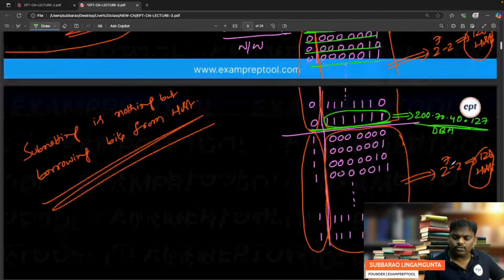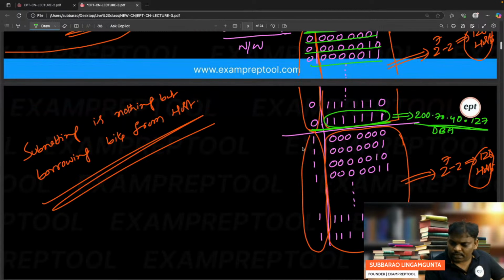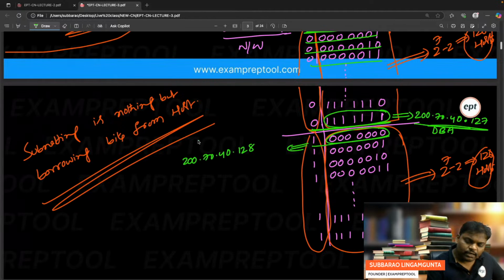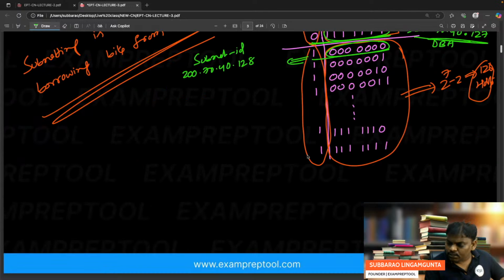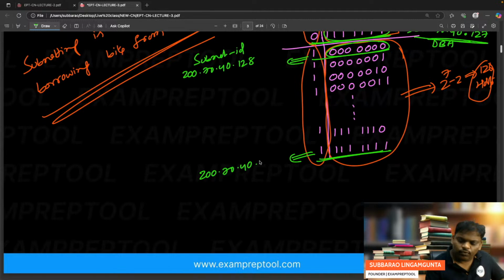In the similar way here also, for lack of space I'm writing here. The first IP is going to be 200 dot 70 dot 40 dot 128. Remember, host part all zeros. This is also a subnet ID, the second subnet ID. Now 200 dot 70 dot 40 dot, what is the answer? This total you see 255. It is the subnet DBA, direct broadcast address. Host part all ones is DBA, host part all zeros is subnet ID.